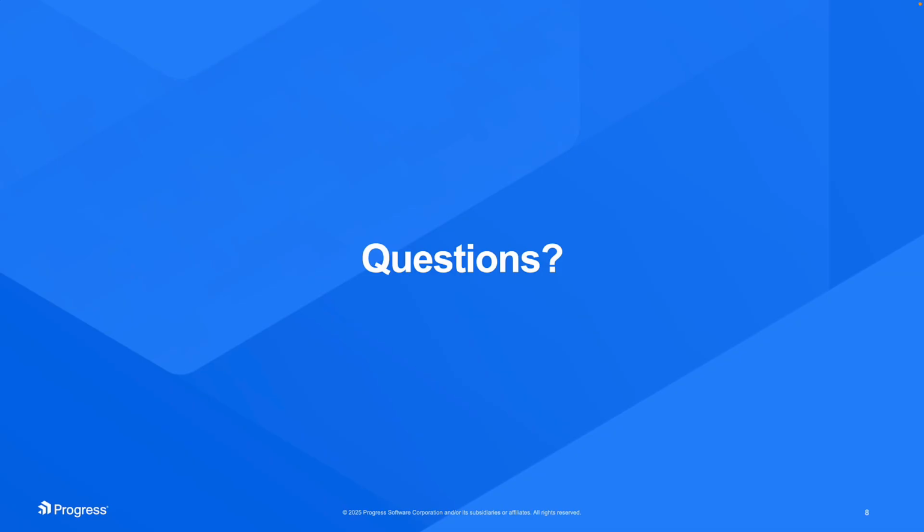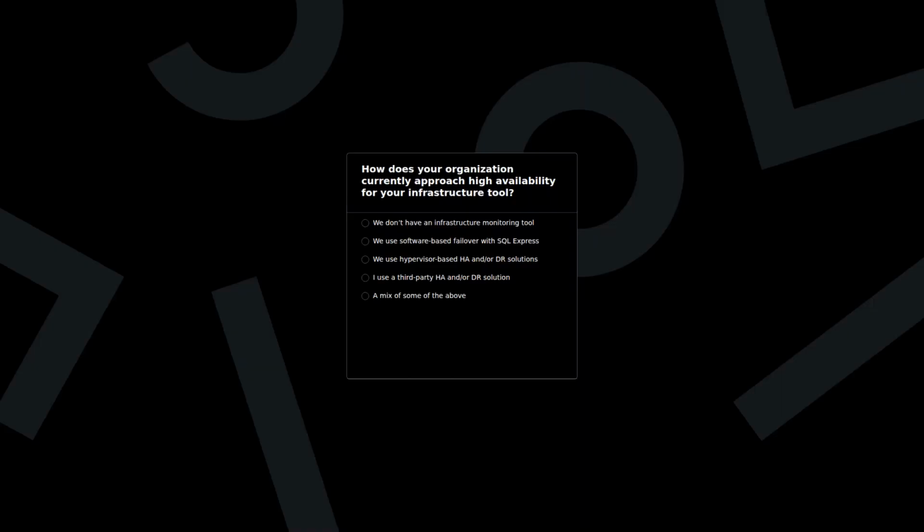So we do have some poll questions today, and I'm going to shift to one of those now, if Mr. Collins can help me get that going. And the poll question is, how does your organization currently approach high availability for your infrastructure monitoring tool? So maybe you are, you aren't, maybe you don't even have an infrastructure monitoring tool. And depending on the company, obviously there's going to be varying levels of how important the infrastructure monitoring actually is for you. We'll give it a few moments for some responses here.